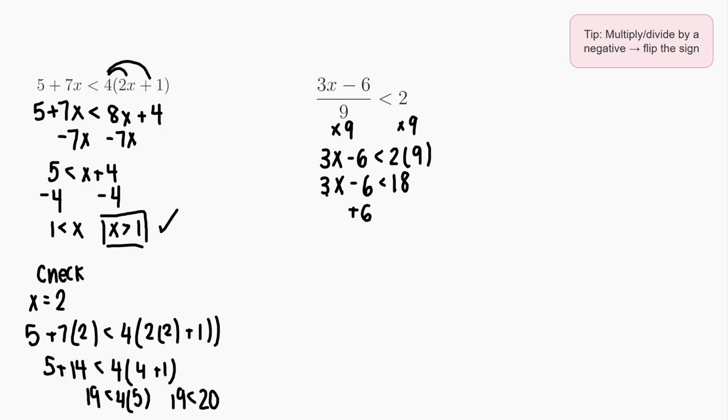The x's are already on one side, so let's add 6 to both sides to move the constants over. And we get 3x is less than 24. Divide by 3 to isolate that x. And we get x is less than 8.